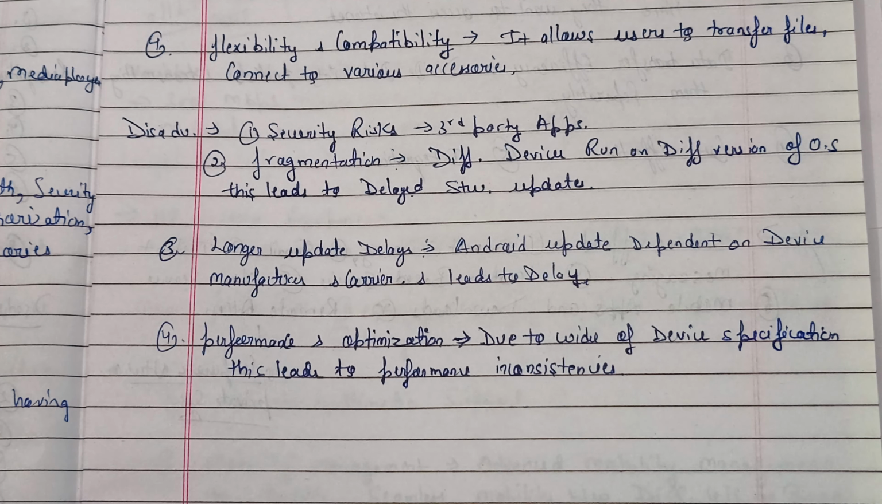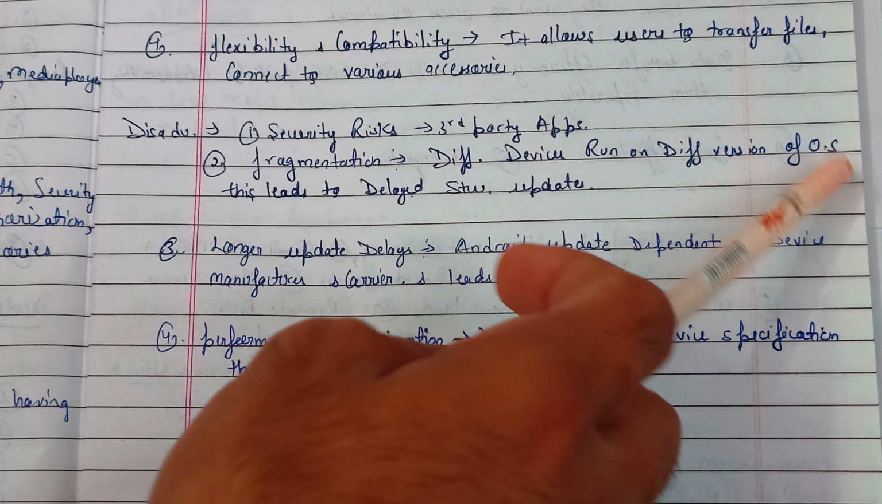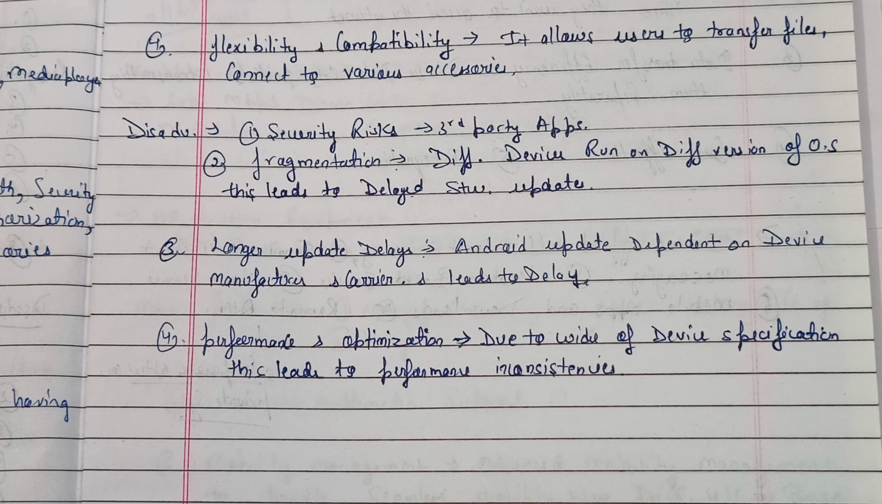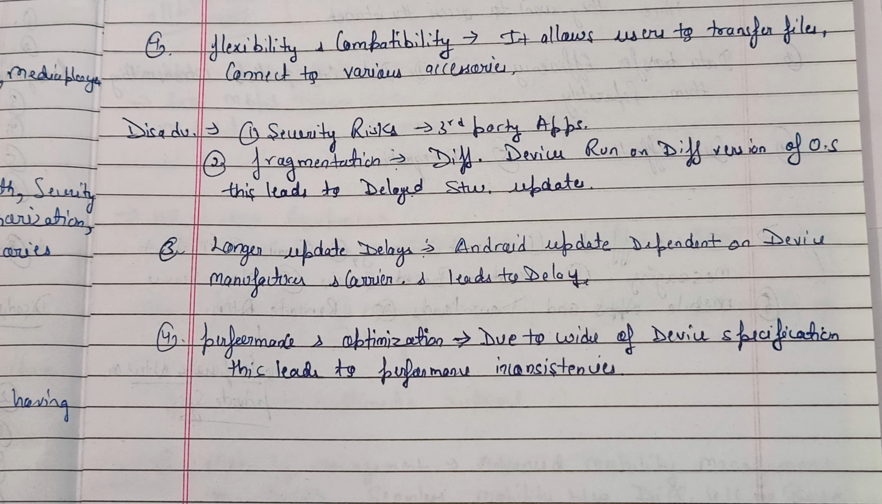Okay, the second one is fragmentation, which means different devices run on different versions of the operating system. This leads to delayed software updates. Just like in Apple, it is one framework, one leader, one everything. So if one update comes, every iPhone device updates instantly. But not with Android, because each Android mobile is sold on a different version of Android. Because of that, there is fragmentation, and there are always delayed software updates.